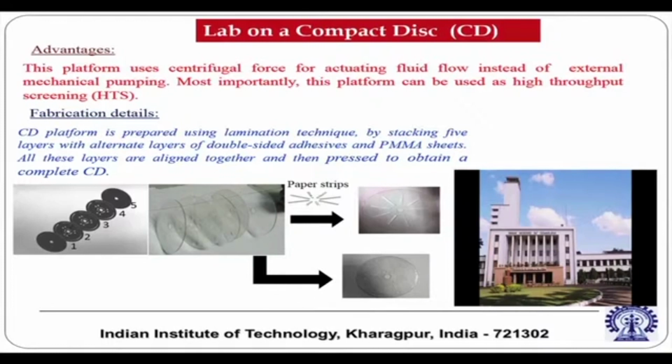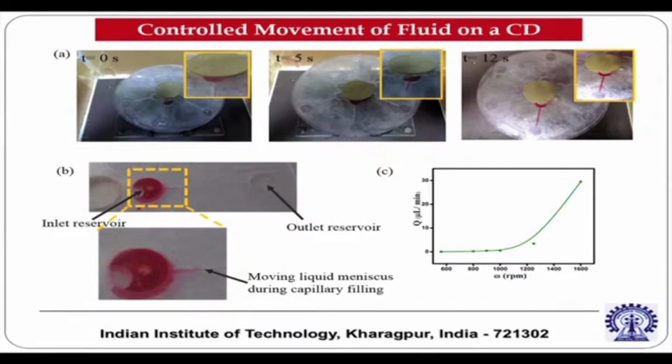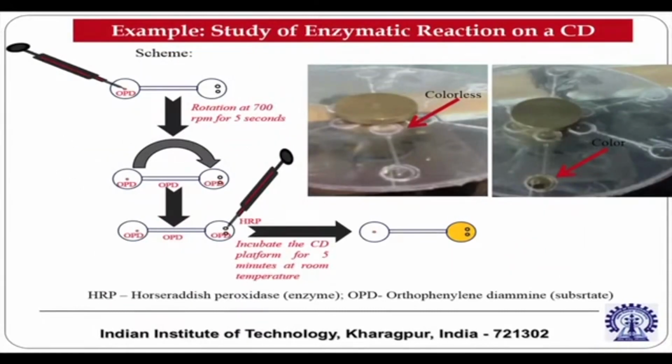One is the lab on a CD platform. Just to refresh your memory, you basically make a compact disc with 5 layers in which there are microchannels cut in a couple of layers, and blood samples are loaded, and then you can have reactions in this rotating platform, and very quickly you can get the readouts. We have studied the controlled movement of fluid on a compact disc, and you can see here, for example, how the blood samples are loaded and how they are tested on a compact disc.